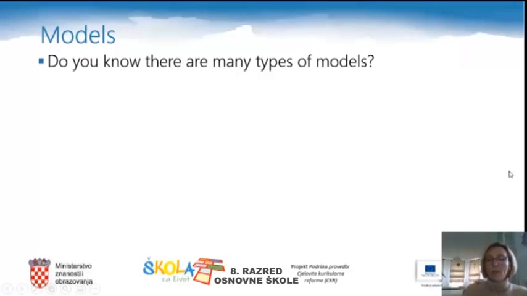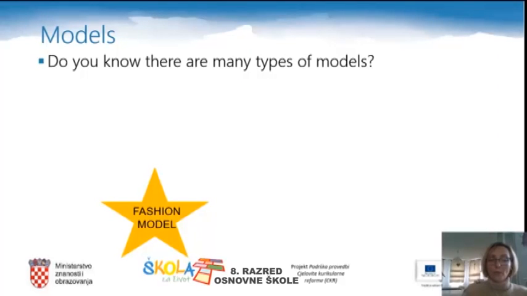Do you know that there are many types of models? We are going to name some of them, but there are also many more. A fashion model is a model who works for fashion magazines. They should be beautiful, they should have a beautiful complexion, teeth, hair, and be very photogenic. Catwalk models have some extra requirements about their measures, about their height and weight. They should be very tall and slim.